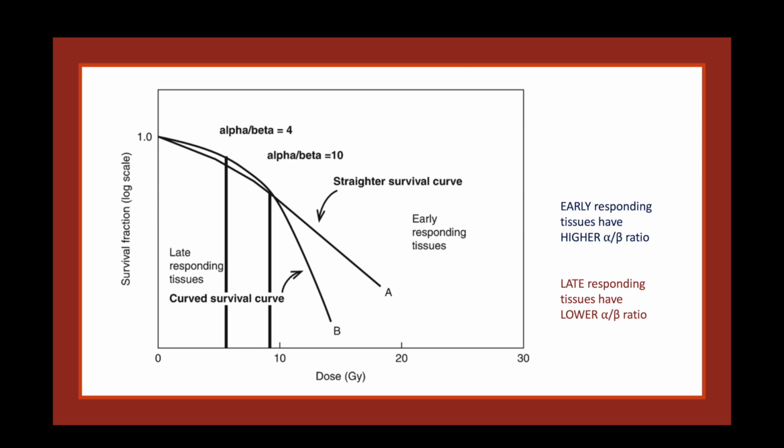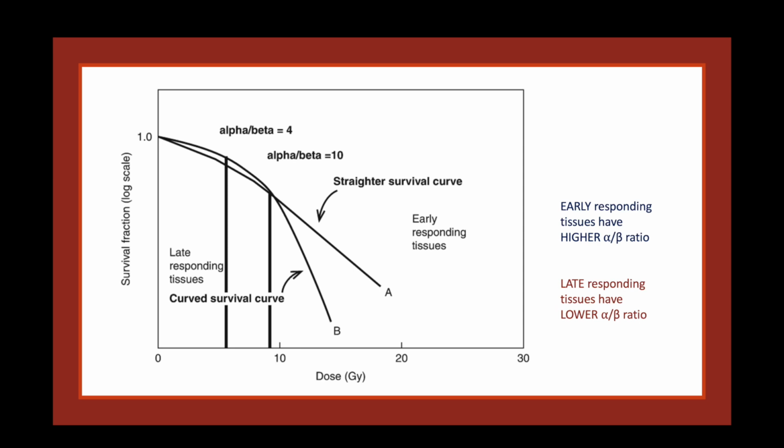And so the curve is much more prominent, and this corresponds to lower alpha beta ratios. These are the tissues that are less sensitive to radiation overall, but they are a lot more sensitive to that dose per fraction. And these are known as the late responding tissues, and they have a lower alpha beta ratio. So just take a look at these curves and remember what they look like in your mind.